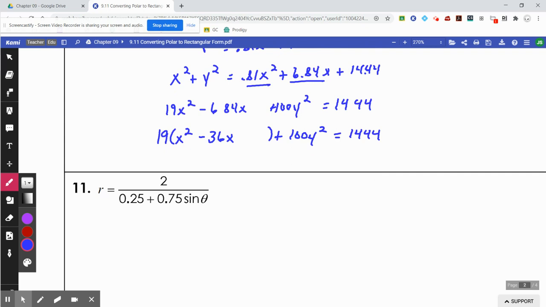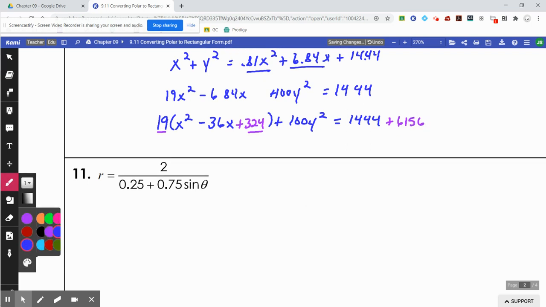Let's complete our square. So we're going to half our 36. You get 18. Square it, and you get 324. However, we've got to add to the other side 19 times 324, which is 6,156. So let's go ahead and now factor that. That's going to be 19 times x minus 18 squared plus 100 y squared is equal to 7,600.